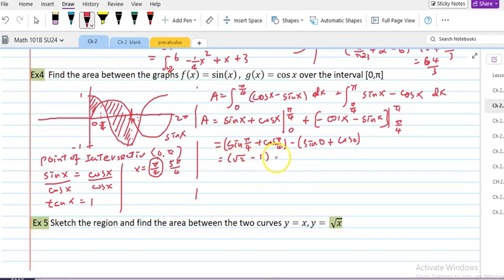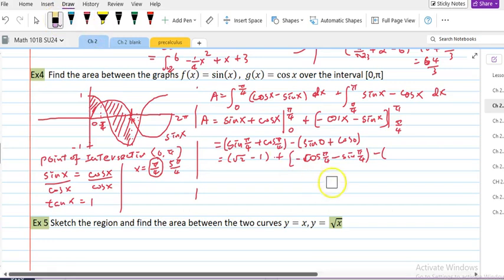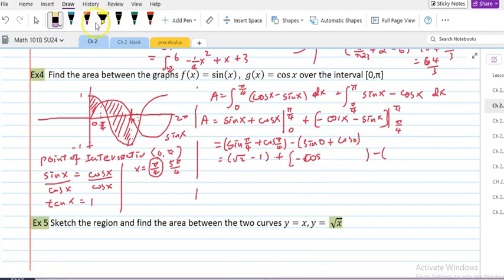This area is very small. The second one, we would do negative cosine pi minus sine pi, evaluated at pi first. Cosine pi is negative 1 and sine pi is 0. Then minus, negative cosine pi over 4 minus sine pi over 4.